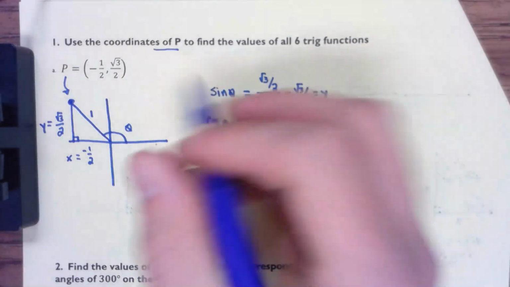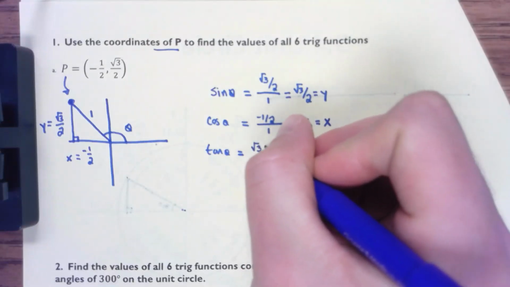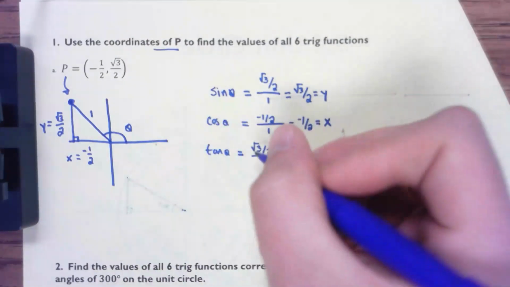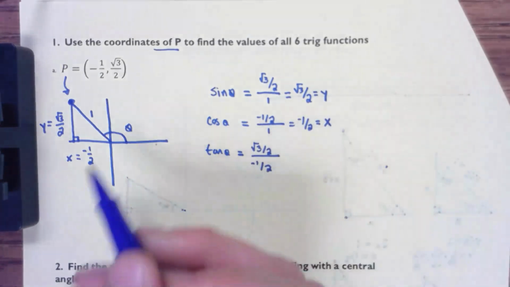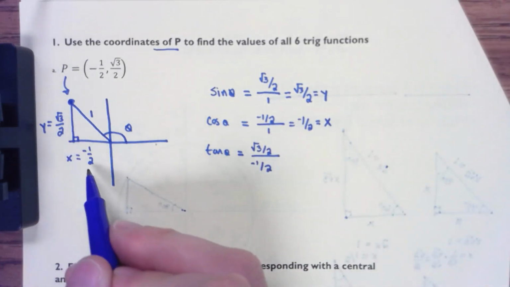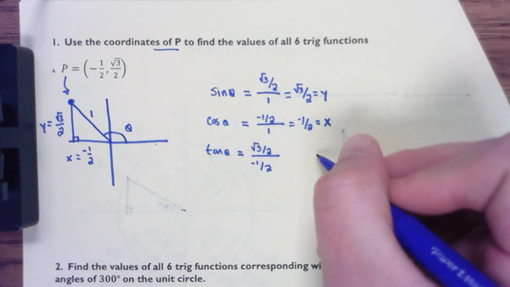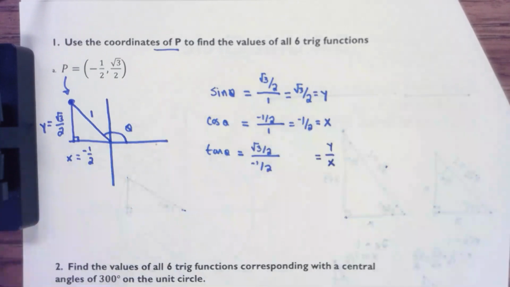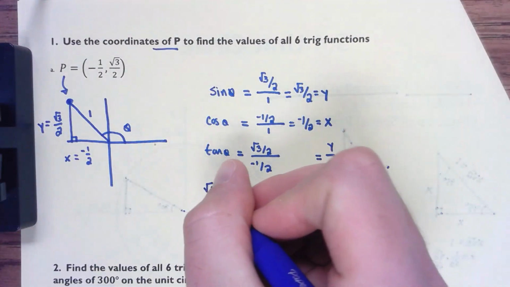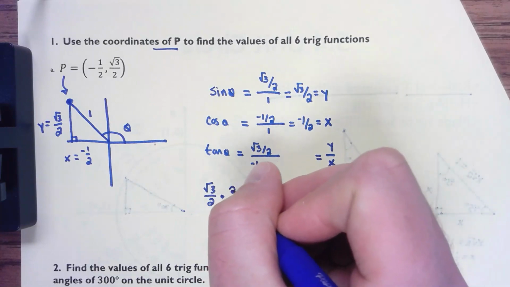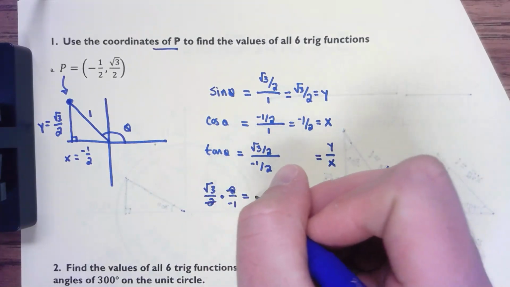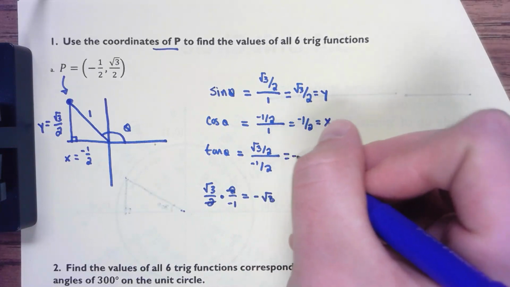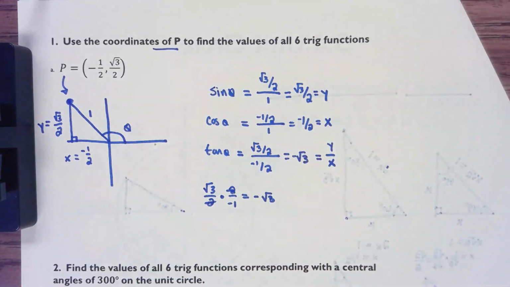Tangent of theta is the opposite side, so root 3 over 2 over the adjacent side, negative 1/2. And I know that root 3 over 2 is y, negative 1/2 is x, making tangent equal y over x on our unit circle. Now, this needs simplified, so let's simplify that before we actually give the value here. So this is root 3 over 2 times 2 over negative 1. The 2's divide out, and we get negative root 3. Okay, so tangent almost always has us doing some kind of simplifying.